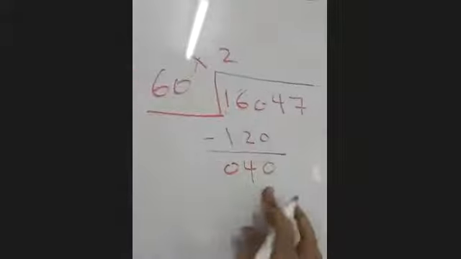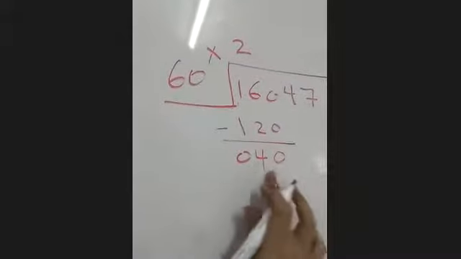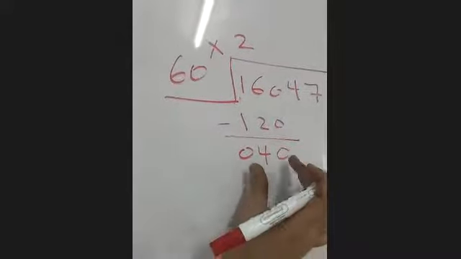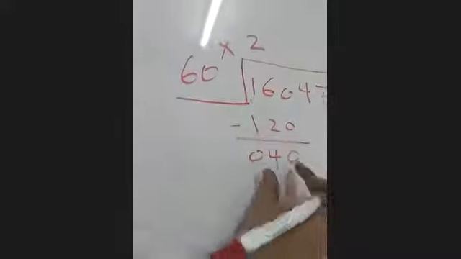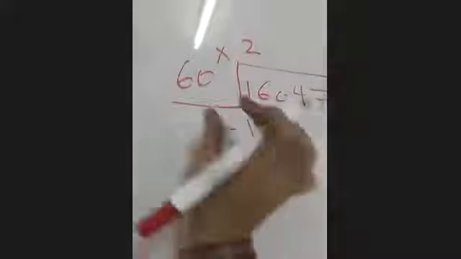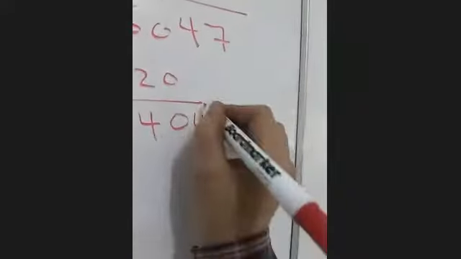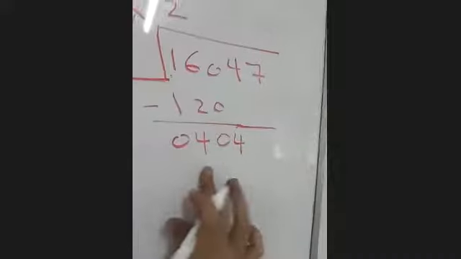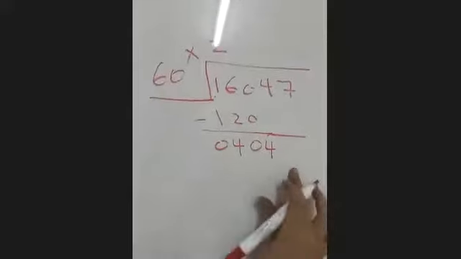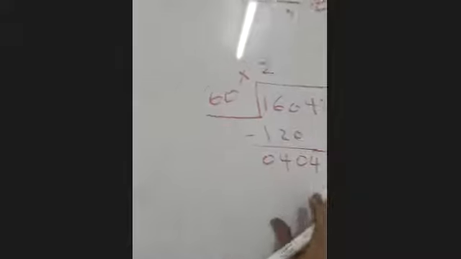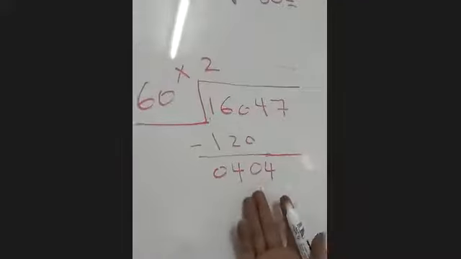Now the 40, and this is very important, guys. After we make subtraction, take a look here. 40 is less than 60, so I'm okay, I'm good. Now get the 4 down. 404. Now I will keep guessing numbers until I get something close to this.